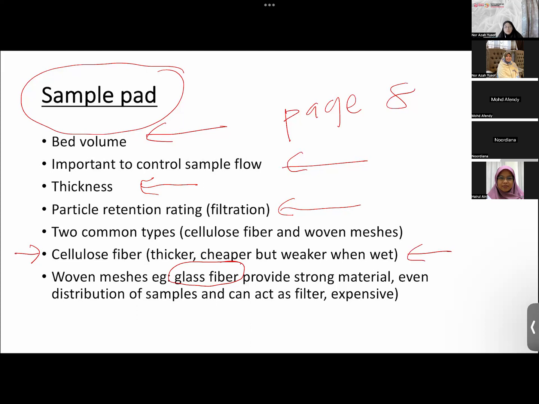It's cheaper, thicker, but weaker when wet. So what does it mean? It tends to swell sometimes. If you have too much liquid in your samples, then the lateral flow will swell, and it's not going to work. So you have to study what kind of sample pad suits your sample. This one is very important for you to optimize first.